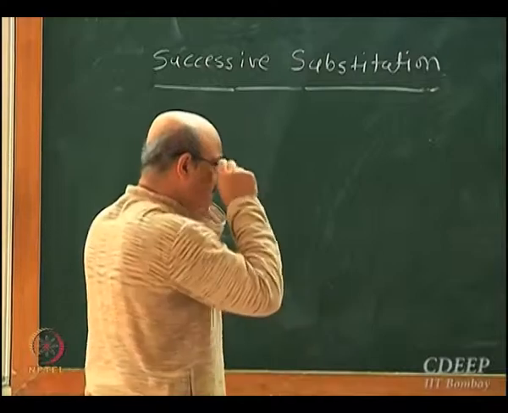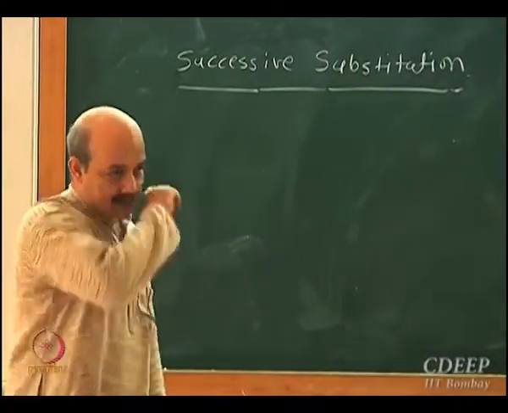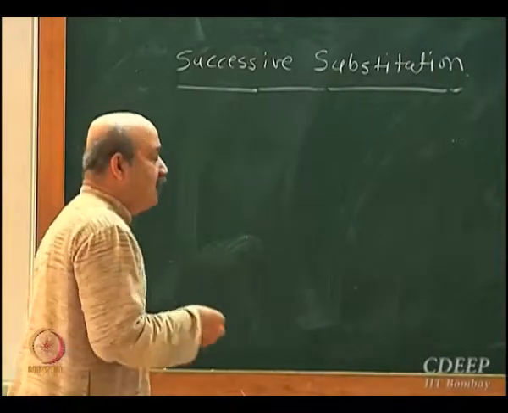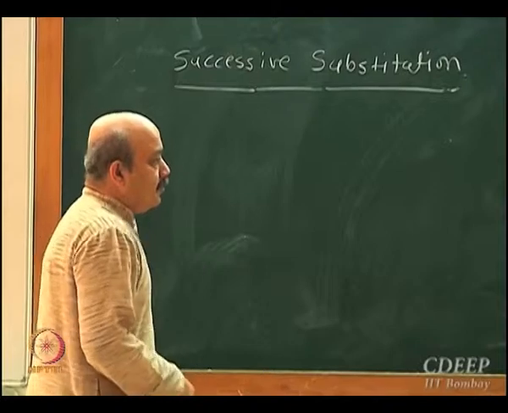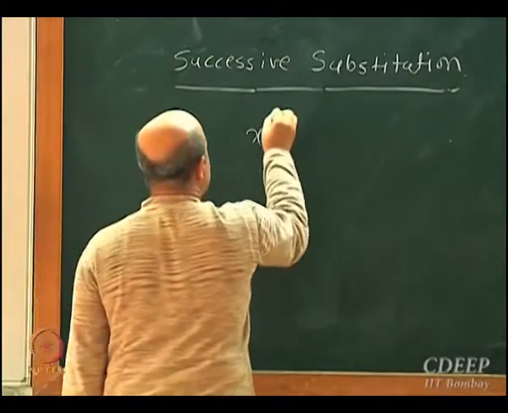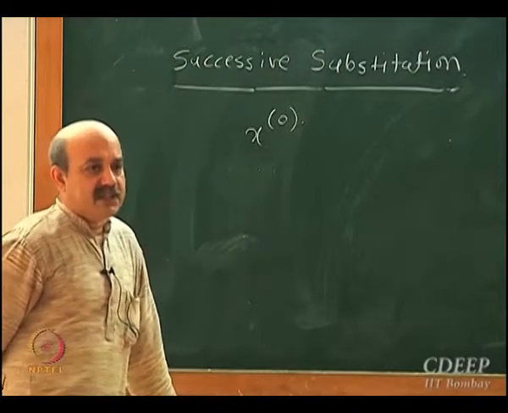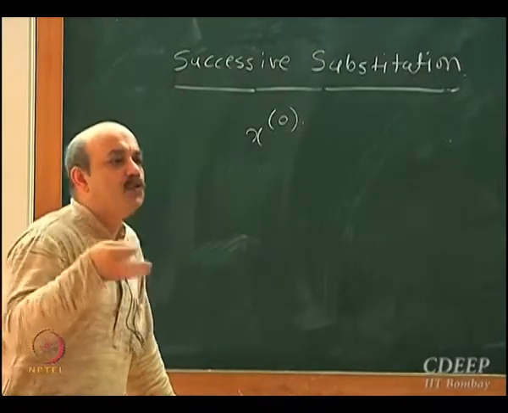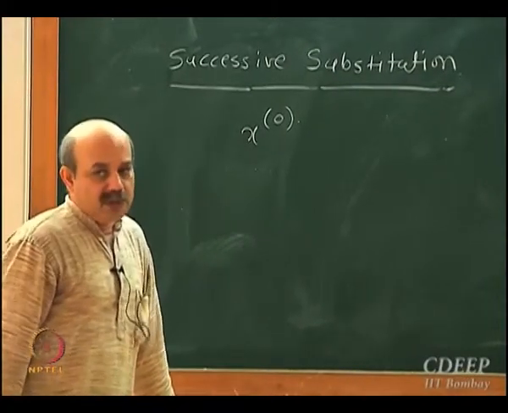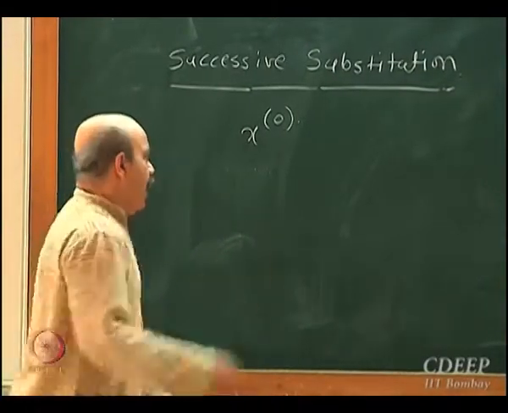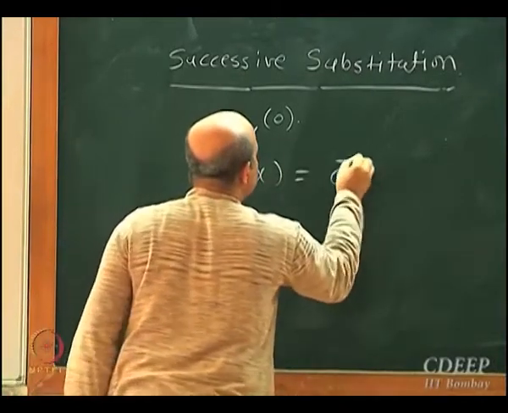Okay, so the question is, can I arrange my calculations in such a way that I start with some initial guess x naught, and then I generate a new guess from the old guess. Okay, I want to solve for f of x equal to 0.